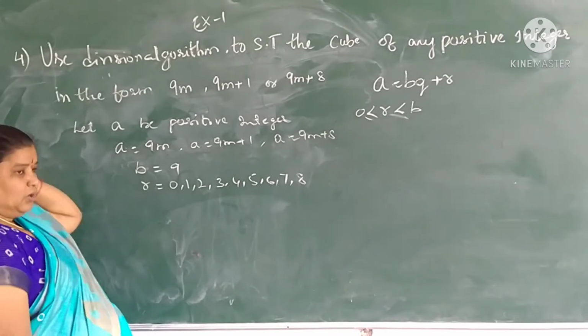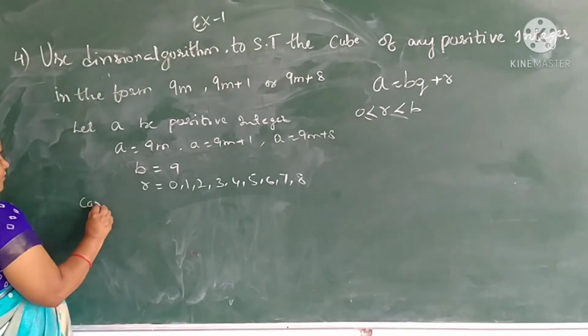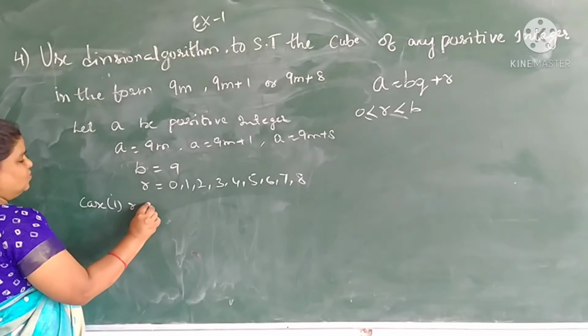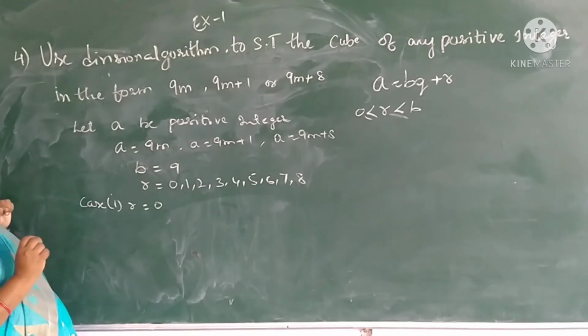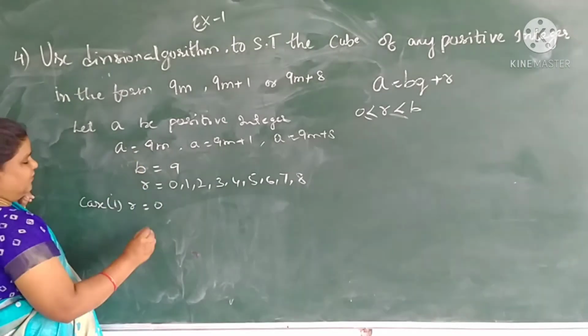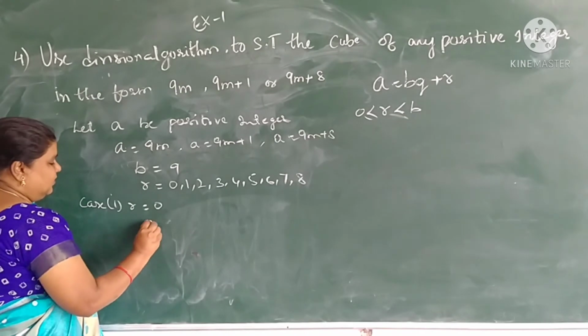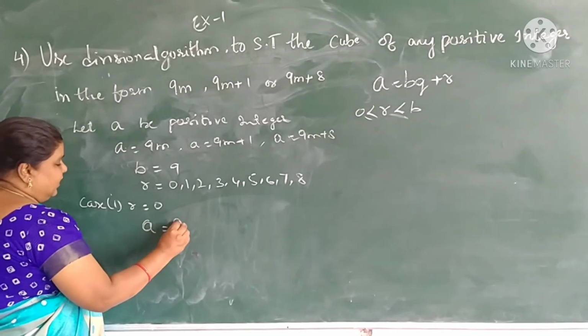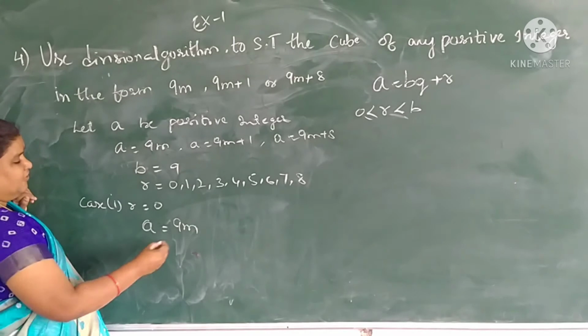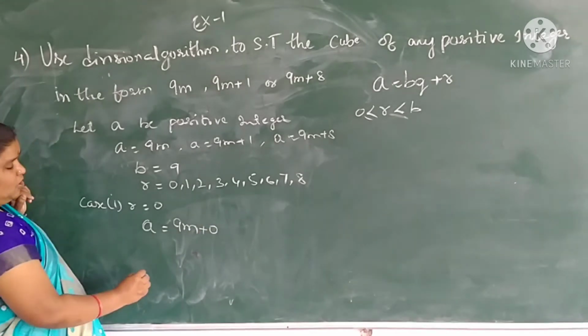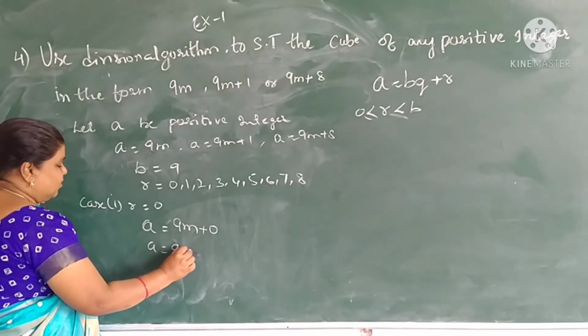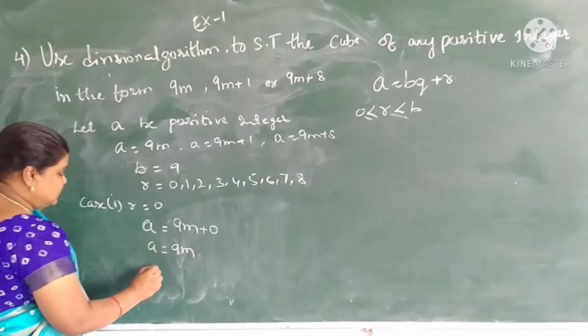So let us check now. In case 1, when r is equal to 0, what happens? We have to take a is equal to 9m. So it happens 9m. So whenever you are comparing these, what happens?